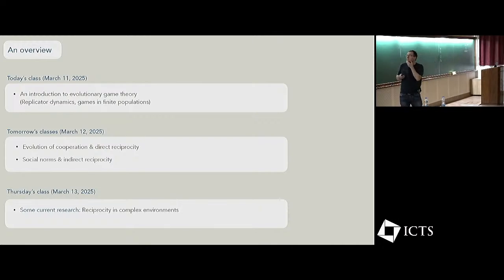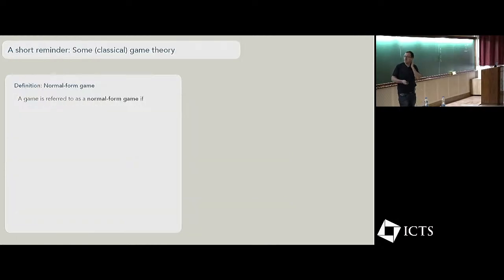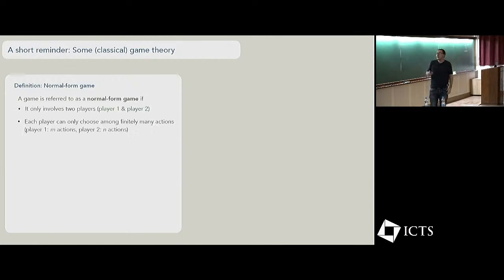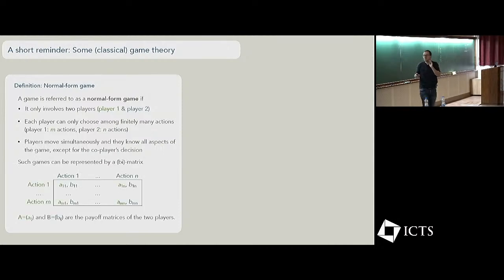Okay, that's that. Before I go into evolutionary game theory, just to remind you a little bit of what we actually heard yesterday, just so that everyone is on the same page. What is a normal form game? A normal form game is a game between two players. They can choose between a finite number of actions. That's what I assume here. They move simultaneously, and they know all aspects of the game. The only thing that they don't know is what the co-player will do. And usually you represent such games with this payoff matrix, or bimatrix, where usually the first entry is the payoff of the row player. The second entry is the payoff of the column player.